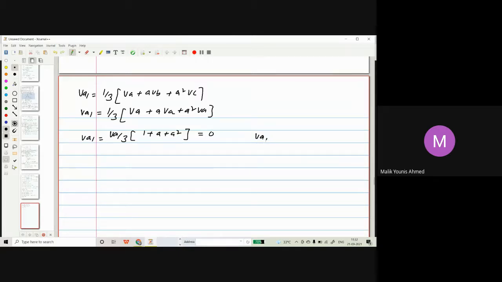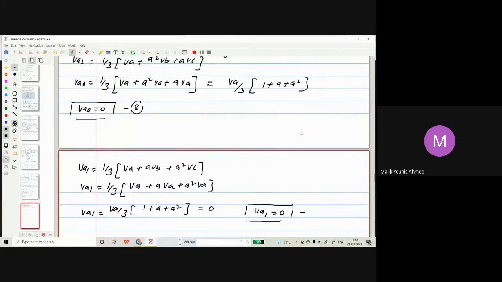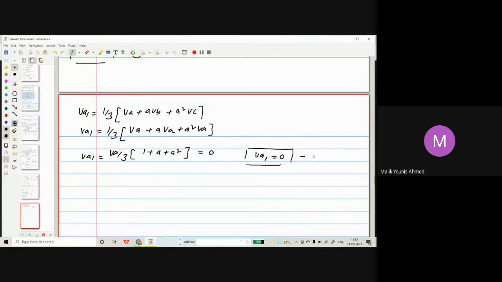We'll check it. We put both values in and check it. What is the discrepancy we are getting? A is coming in it, right? I'll show you that now. Just wait. So similarly VA2, what do we have?